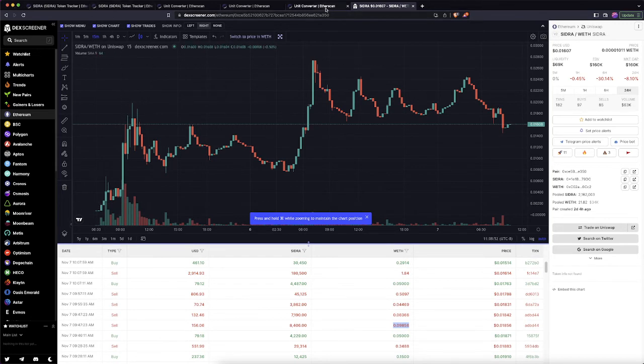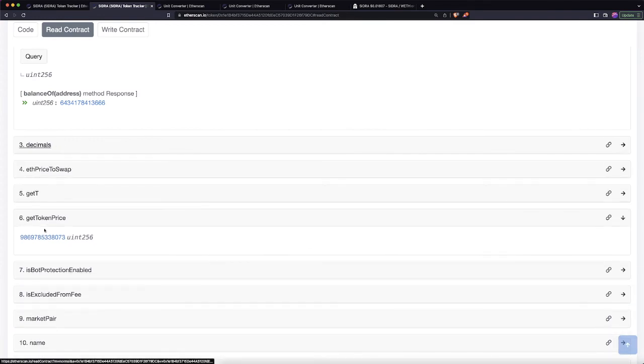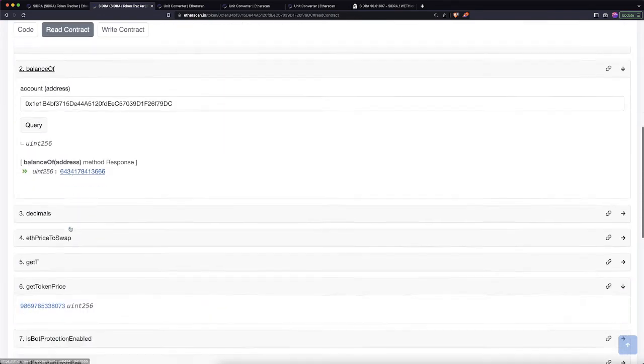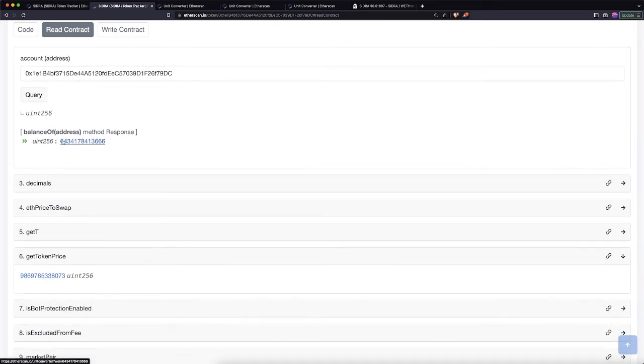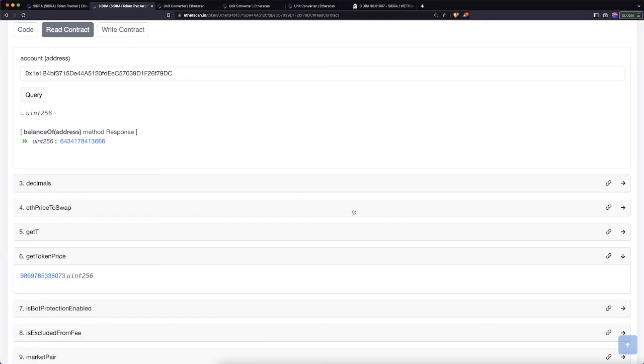The reason why it doesn't sell on every sell is because this number is not always higher than this number. And if it's not, then it goes to the next one. So hopefully that answers any questions about how those kinds of contracts work.